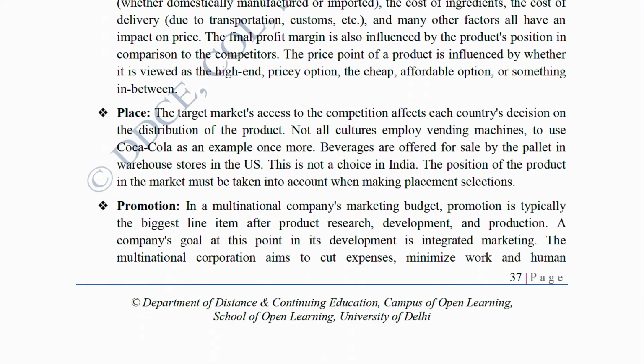Place. The target market's access to the competition affects each country's decision on the distribution of the product. Not all cultures employ vending machines, to use Coca-Cola as an example once more. Beverages are offered for sale by the pallet in the warehouse stores in the US. This is not a choice in India. The position of the product in the market must be taken into account when making placement selections.